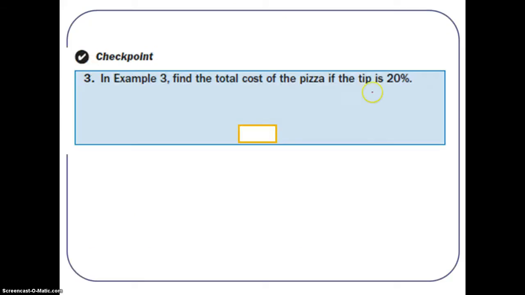This time, find the total cost of the pizza if the tip is 20%. Okay, so we're taking the bill plus the tax plus the tip. So the bill was $18 plus tax, which again, we already figured this out, that's actually 5%, but you might as well go back and just find the answer. The tip is the only thing that's different, which we changed to 20%, which is 0.2. Pause the video and try example 3.